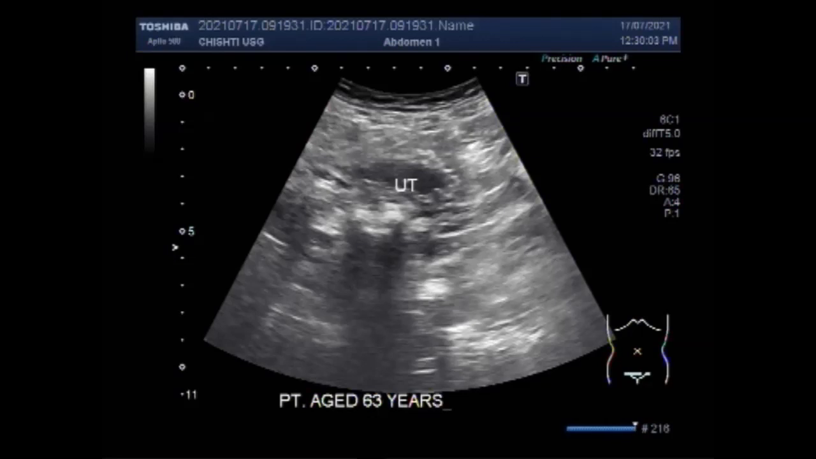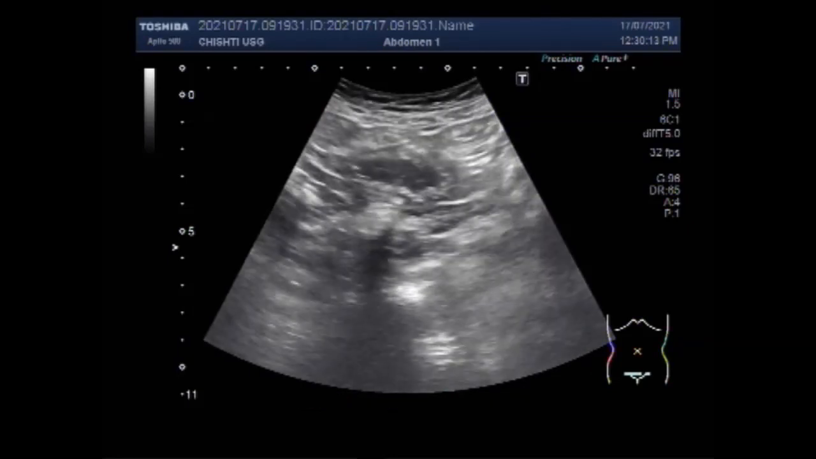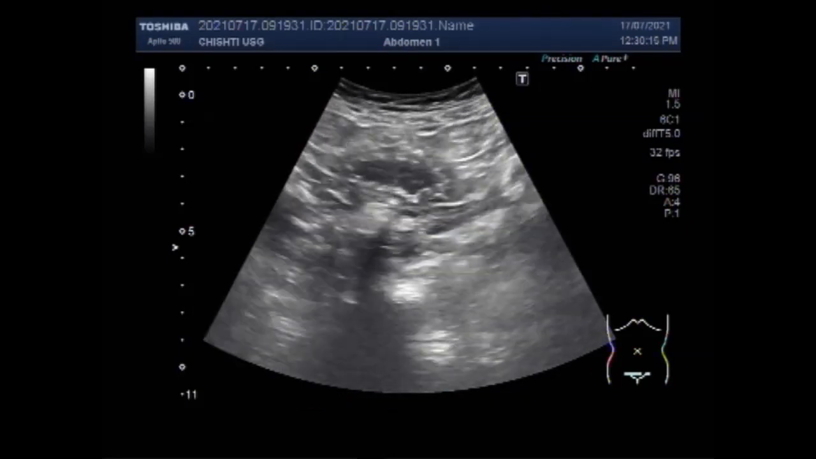Now, the patient is aged about 63 years, female patient. Tumors can either be benign or cancerous. Bladder cancer or bladder tumors are relatively common, and most bladder tumors are cancerous.